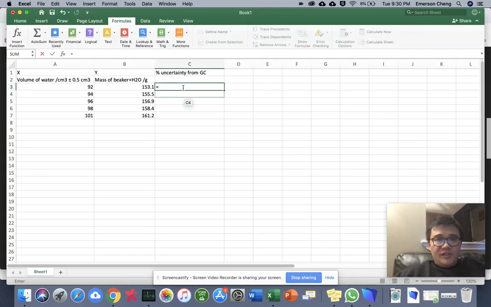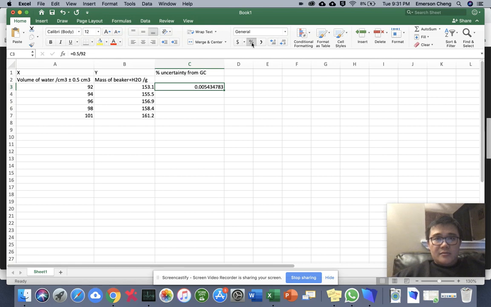So on Excel, what you do is, the absolute uncertainty of the graduated cylinder is 0.5. So 0.5 divided by the measurement, in this case 92. Now, you're supposed to times 100 to make a percentage, but since you're on Excel, you can just format it as a percentage, like this. And I should give a few more decimal points. So that's the uncertainty from the graduated cylinder.